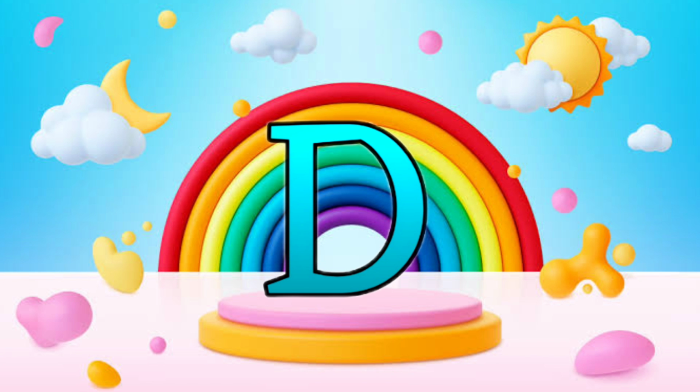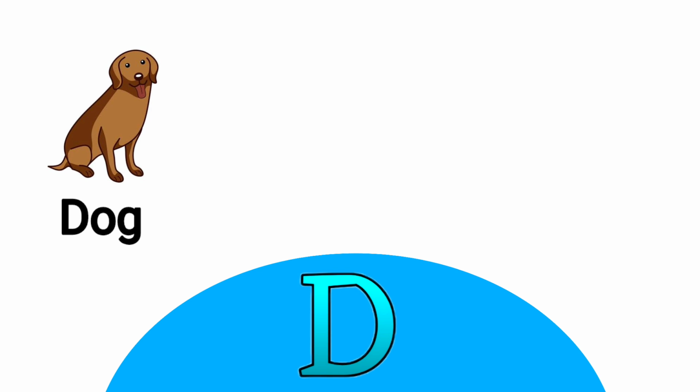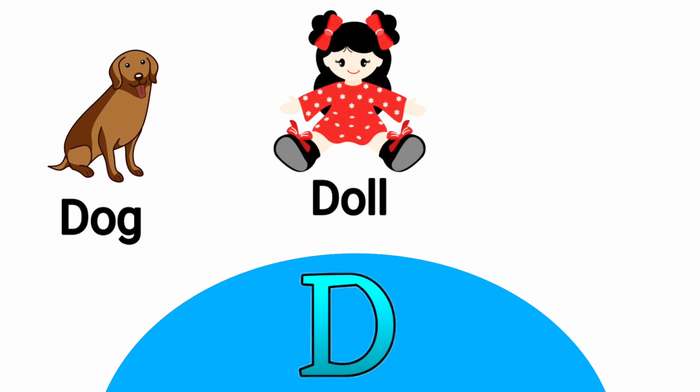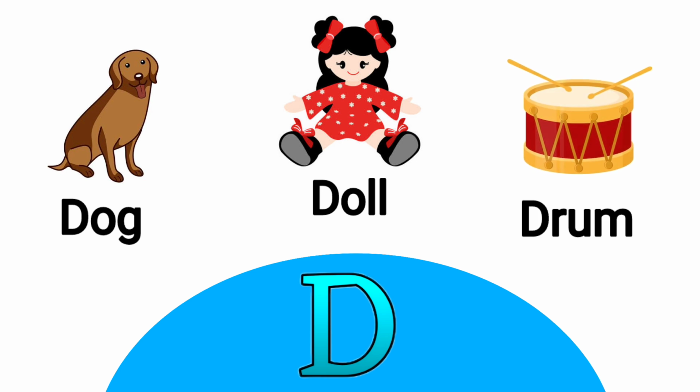D. D is for dog. D is for doll. D is for drum.